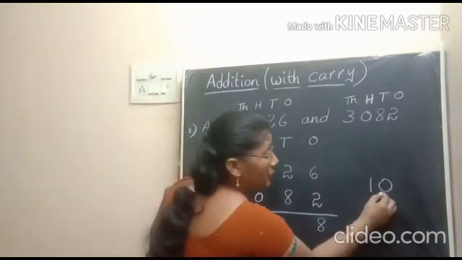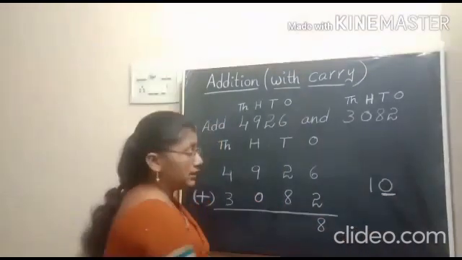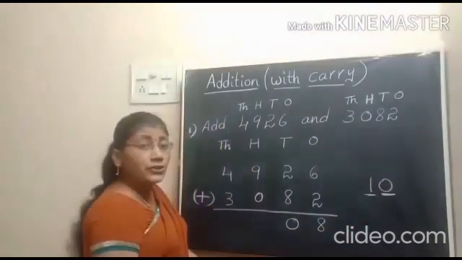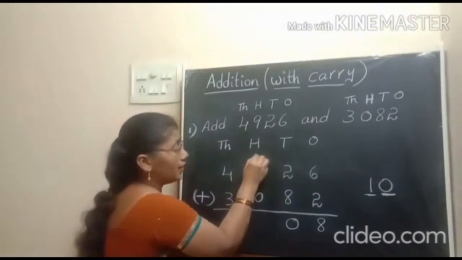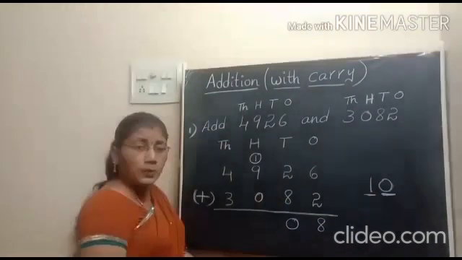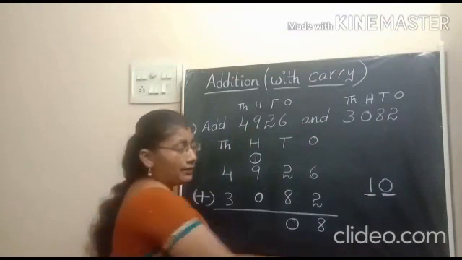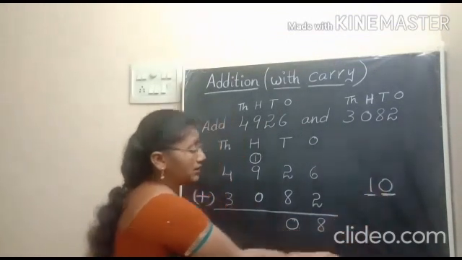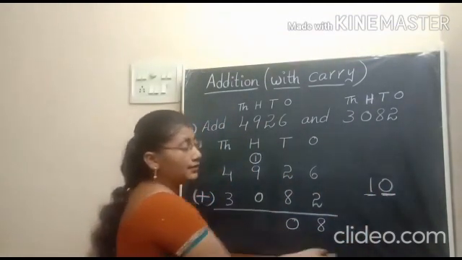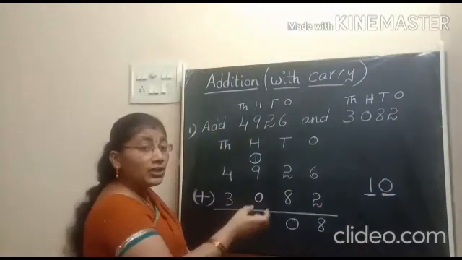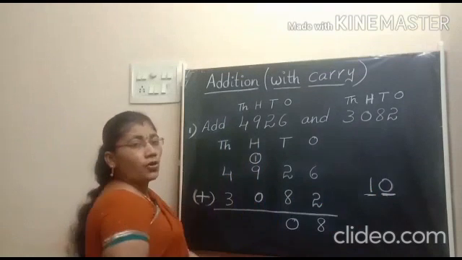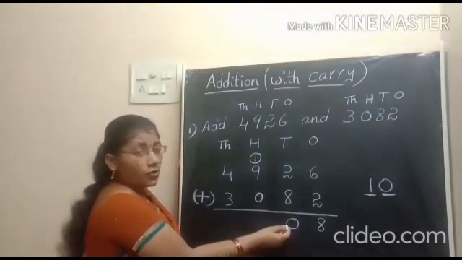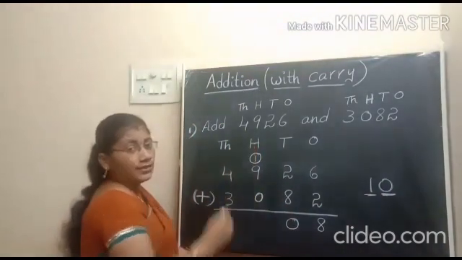So, first we should write the rightmost digit in the tens column, and the leftmost digit we should write as a carry in the hundreds place. Understood? If we get a 2-digit number, we should write the rightmost digit in that column, and the leftmost digit we should take as a carry for the next column. Okay, children? Then, after completion of the tens column, we should take addition on the hundreds column.